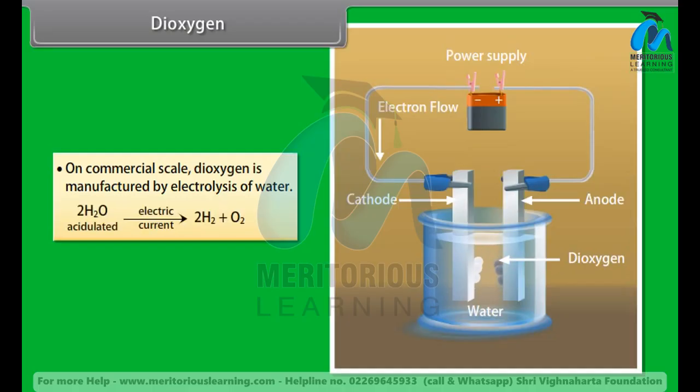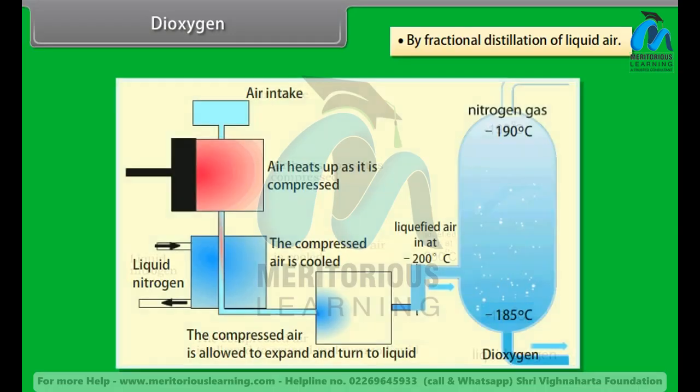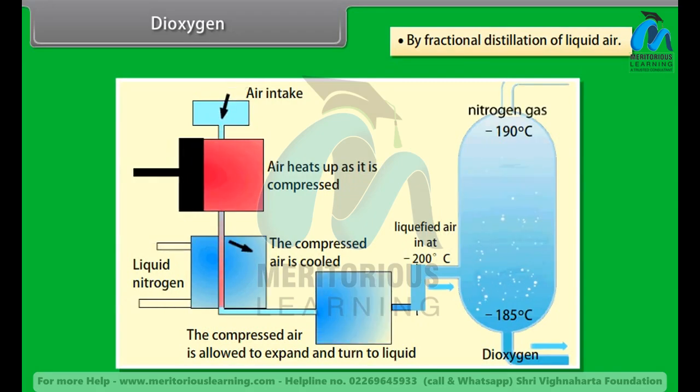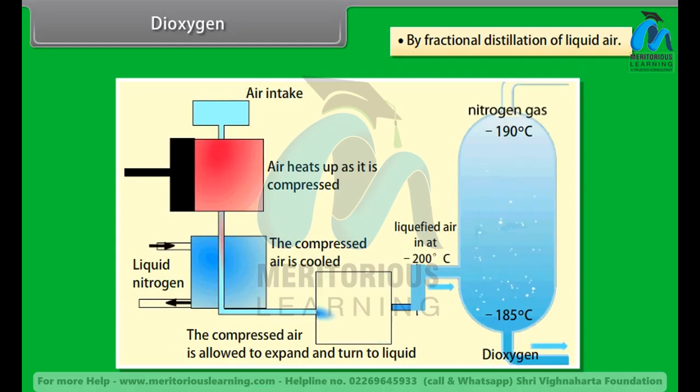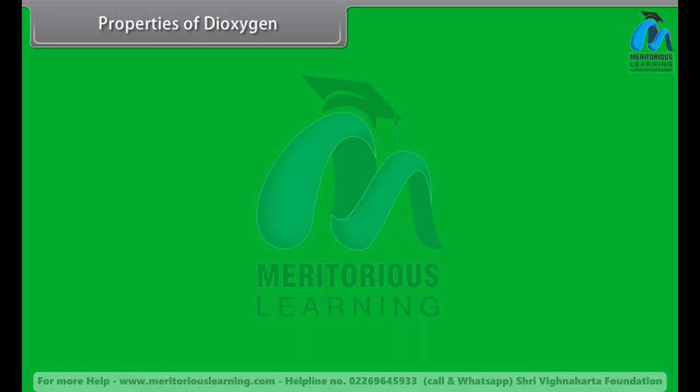On commercial scale, dioxygen is manufactured by electrolysis of water. By fractional distillation of liquid air. When liquid air is distilled, nitrogen with lower boiling point distills out first, leaving behind practically pure dioxygen. Properties of dioxygen.